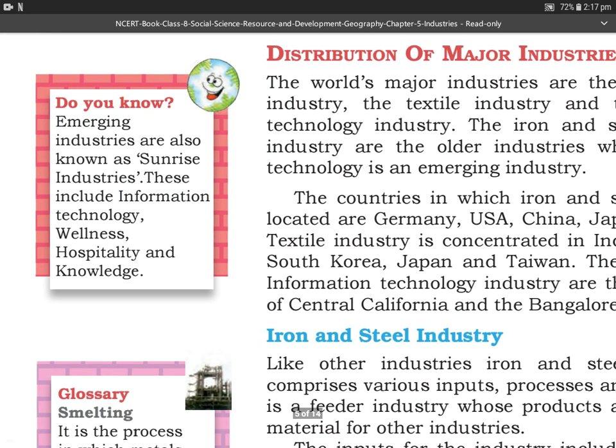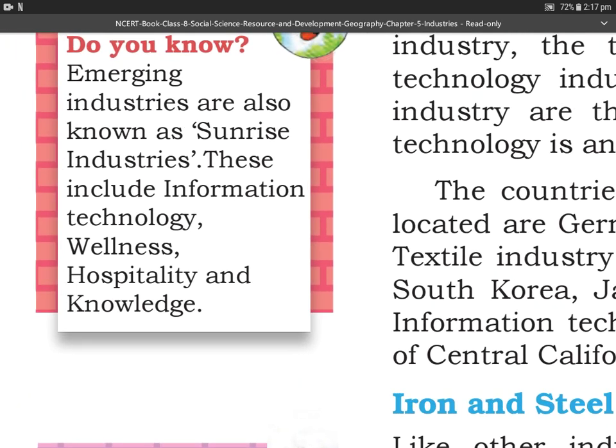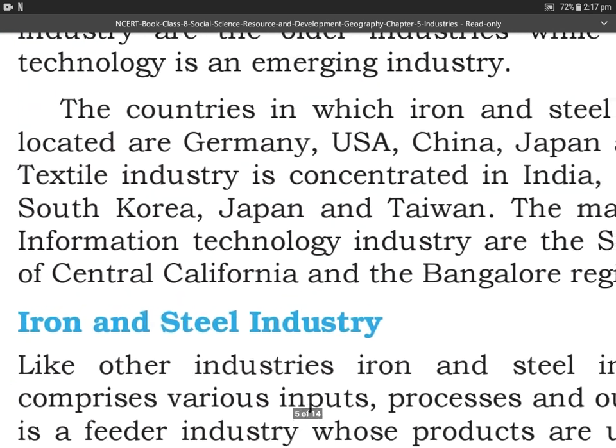Emerging industries means sunrise industries. Keep in mind, emerging industries are also known as sunrise industries. You can read here. These include IT industries, information technology, wellness, hospitality and knowledge. So any services related to this type of field like IT, wellness, hospitality and knowledge come in the emerging industries, because they were recently found in the 20th century, and they are still growing, right? They have not reached their zenith, but still they are growing.